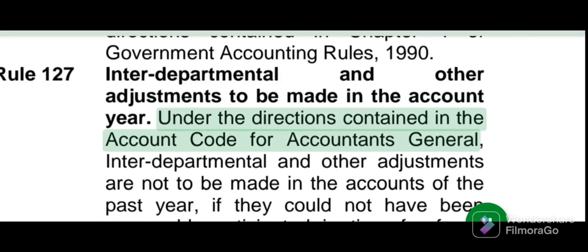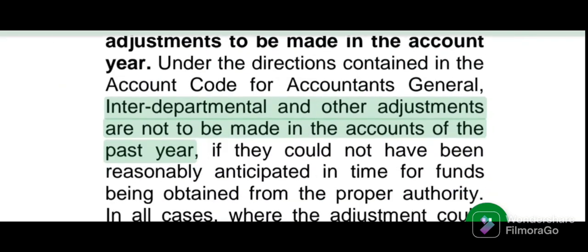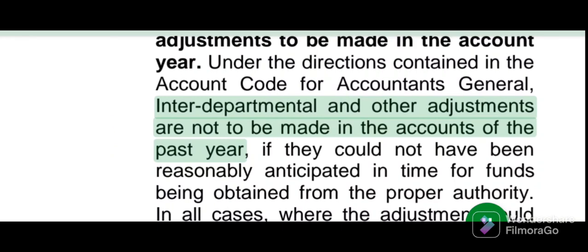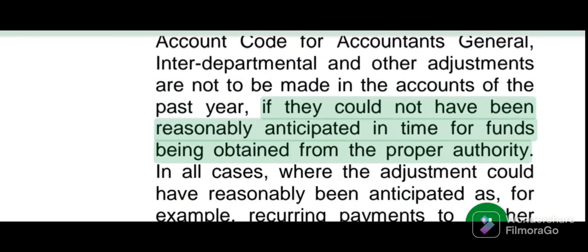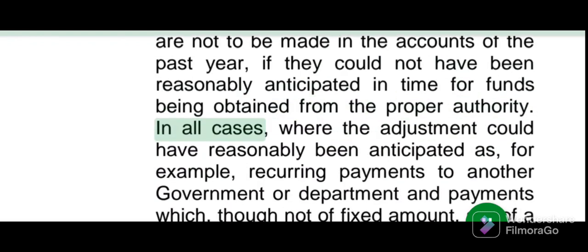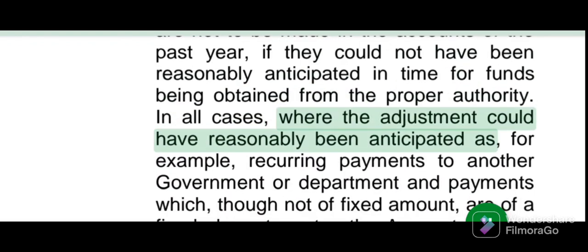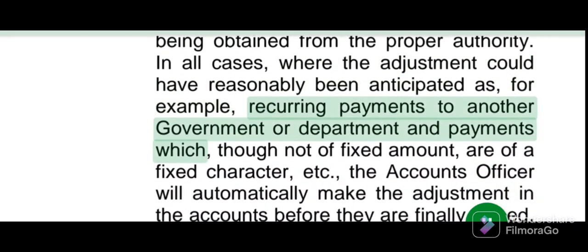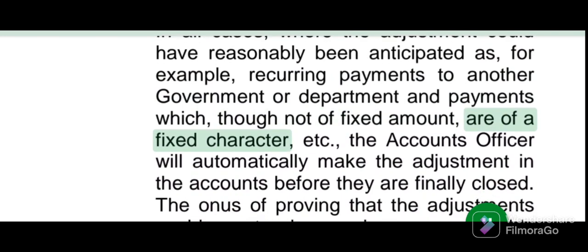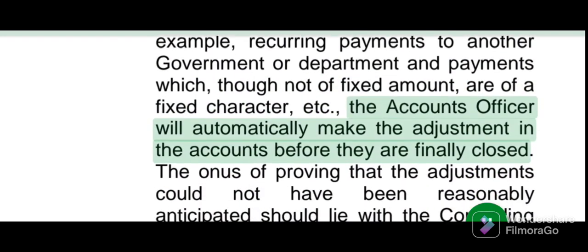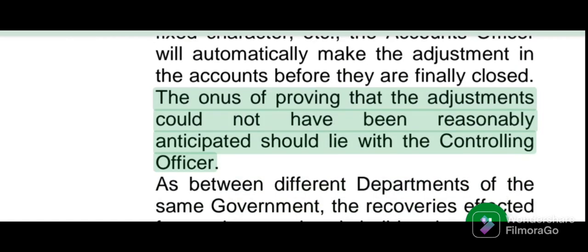Under the directions contained in the Account Code for Accountants General, interdepartmental and other adjustments are not to be made in the accounts of the past year if they could not have been reasonably anticipated in time for funds being obtained from the proper authority. In all cases where the adjustment could have reasonably been anticipated, as, for example, recurring payments to another government or department, and payments which, though not of fixed amount, are of a fixed character, etc., the accounts officer will automatically make the adjustment in the accounts before they are finally closed. The onus of proving that the adjustments could not have been reasonably anticipated should lie with the controlling officer.